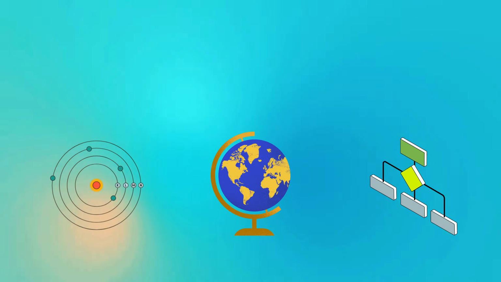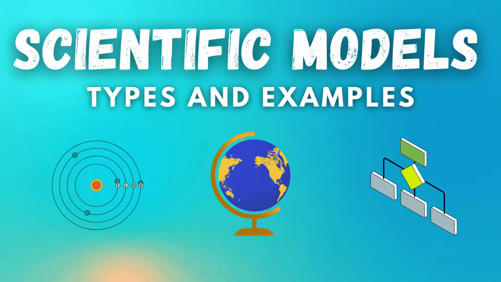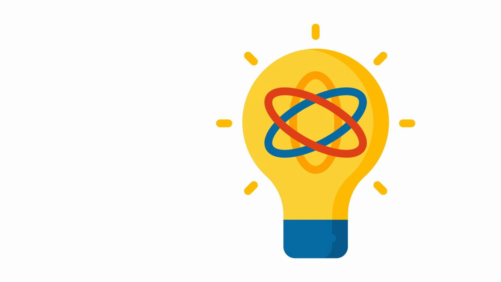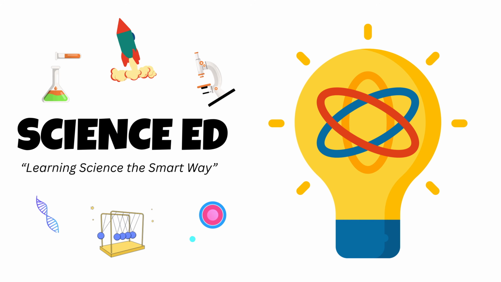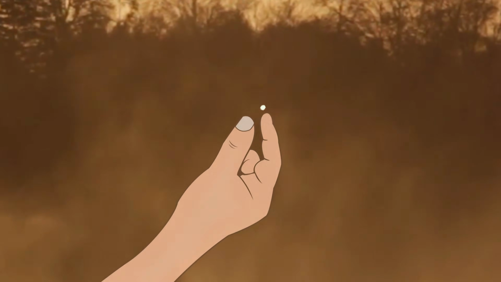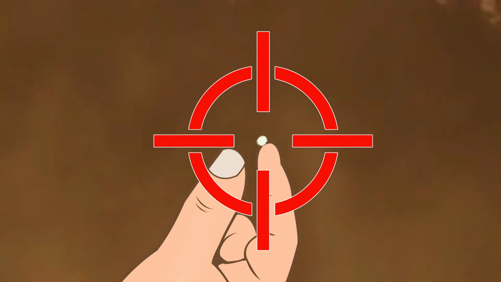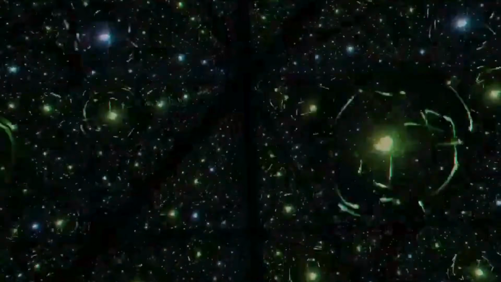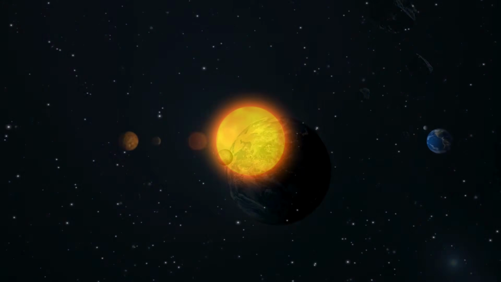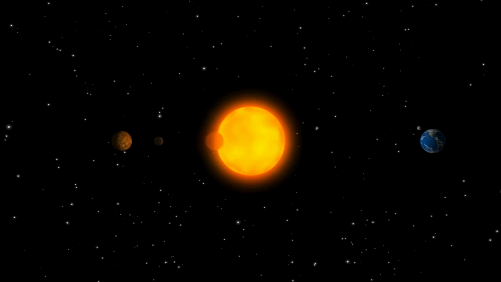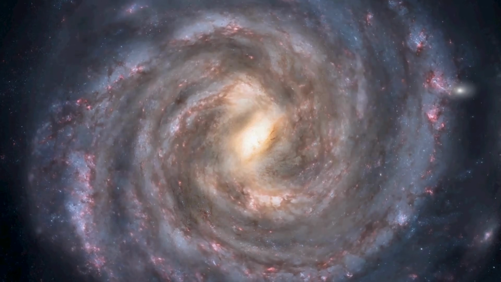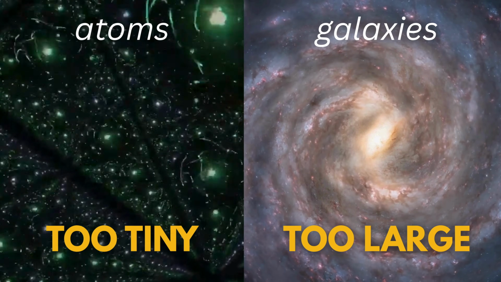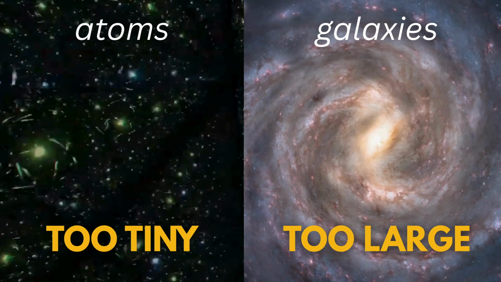In this lesson, let's learn about scientific models. Imagine holding a grain of dust in your hand. Inside a tiny speck are countless atoms, so small that even the most powerful microscopes can't reveal them. Now zoom out. Beyond Earth, planets orbit the Sun, and our Sun is just one of billions in the Milky Way. These are scales far too tiny or far too vast for our eyes to ever see.